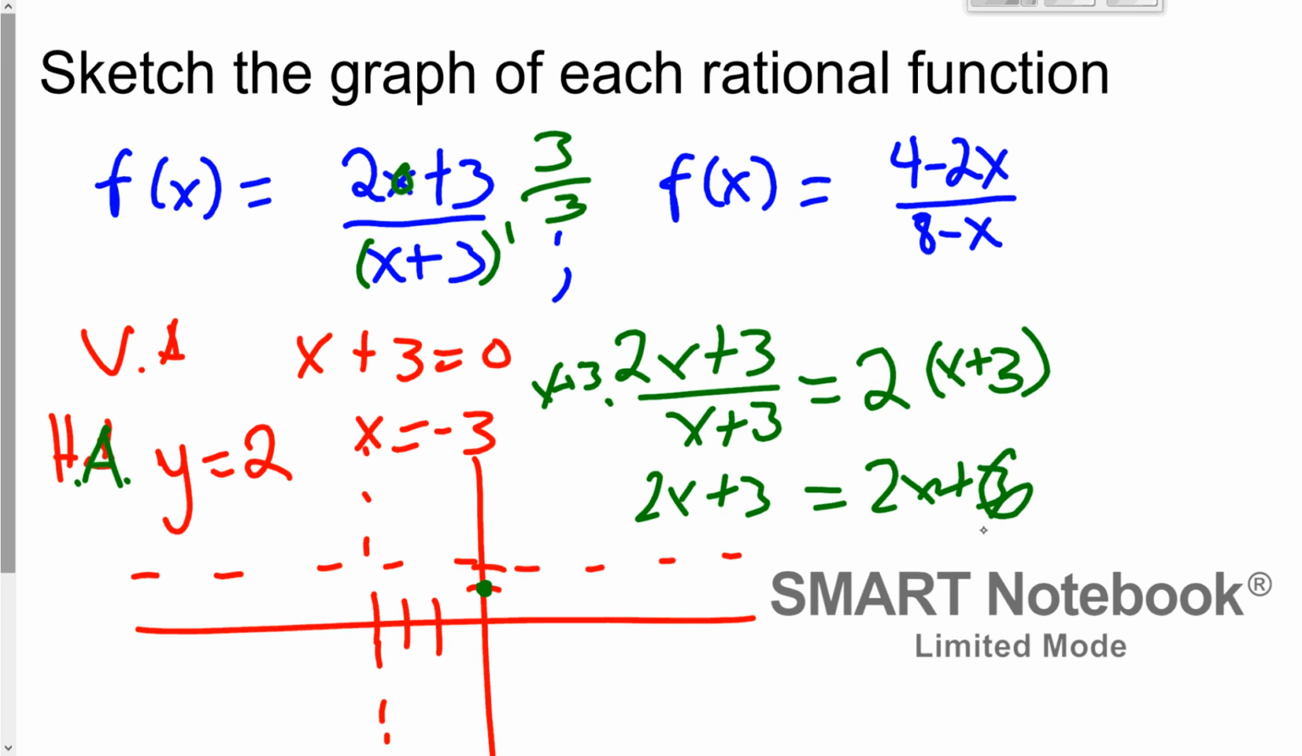Or 2x plus 6. Make sure you distribute to both of them. Okay, so what's going to happen here is the x's are going to cancel out, so I get 3 equals 6. That's not true, so that's not going to cross. Okay, so then I know I can finish my graph.